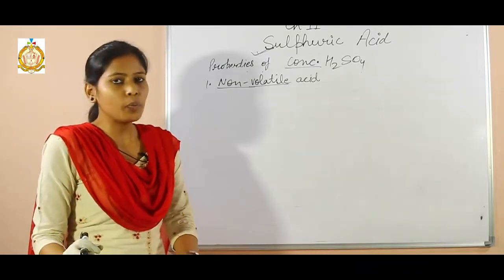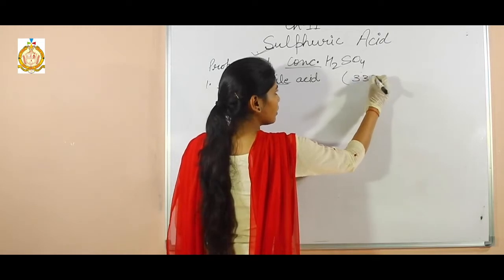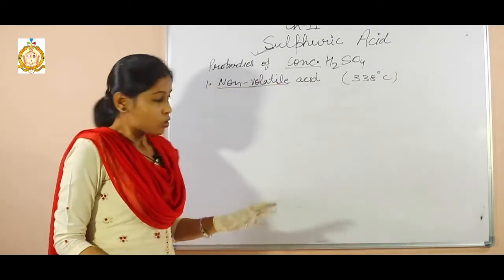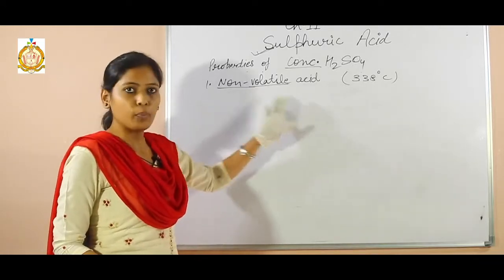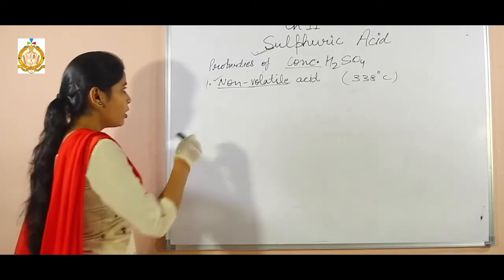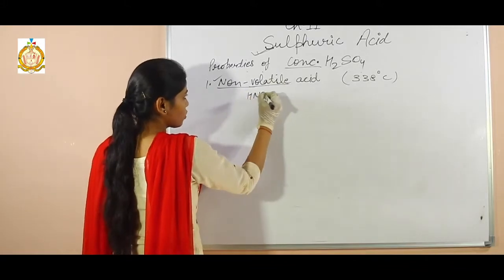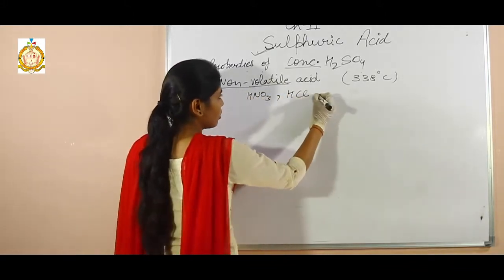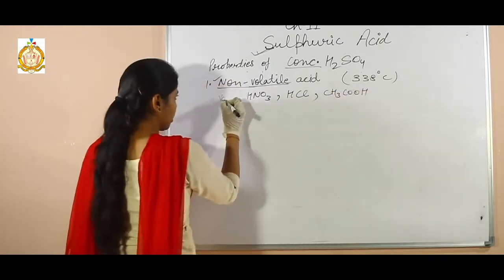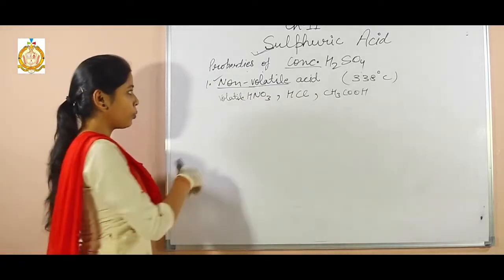Non-volatile means at room temperature it does not change into vapor because its boiling point is very high, that is 338. So it does not change into vapor form at room temperature, that's why it is called non-volatile acid. And it is used to prepare volatile acids such as HNO3, HCl and acetic acid. These are volatile acids, they change to vapor at room temperature.